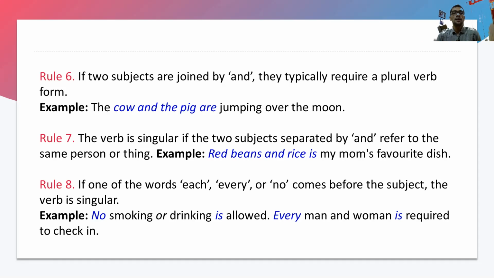Next, rule number 8. If one of the words each, every, and no comes before the subject, the verb is of course singular. No smoking or drinking is allowed. Every man and woman is required to check in. So no is very important. Every, when you use in a sentence, the next verb would be singular. Let us go to the next slide.